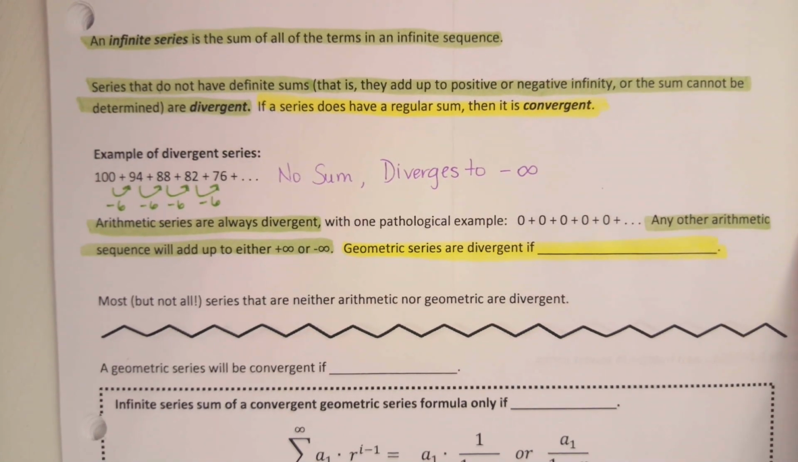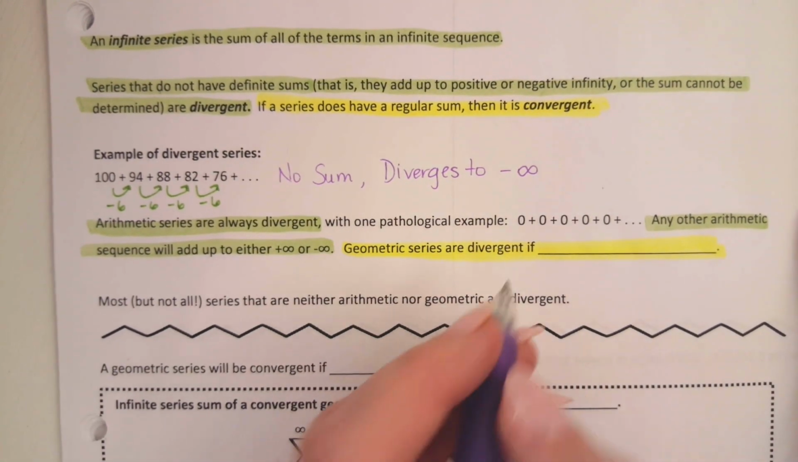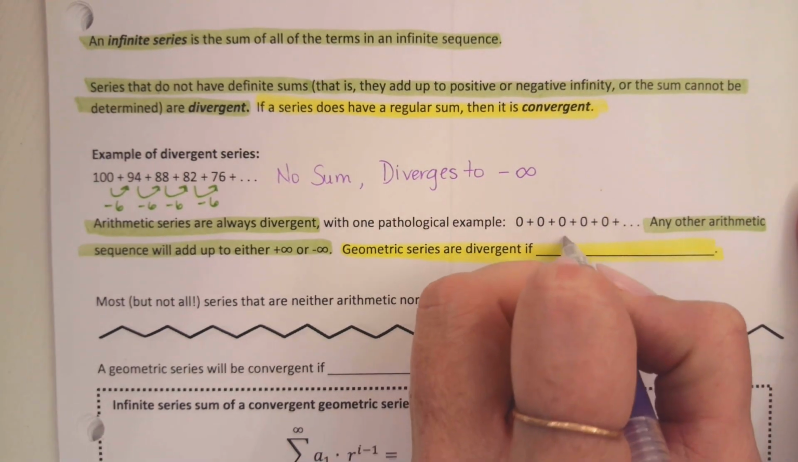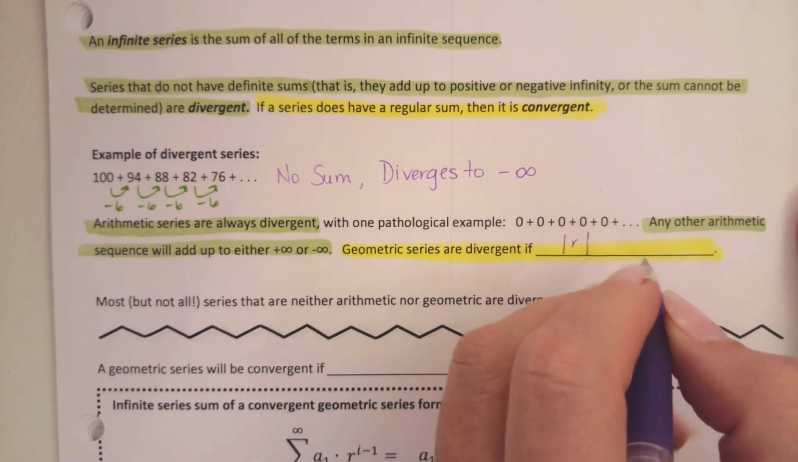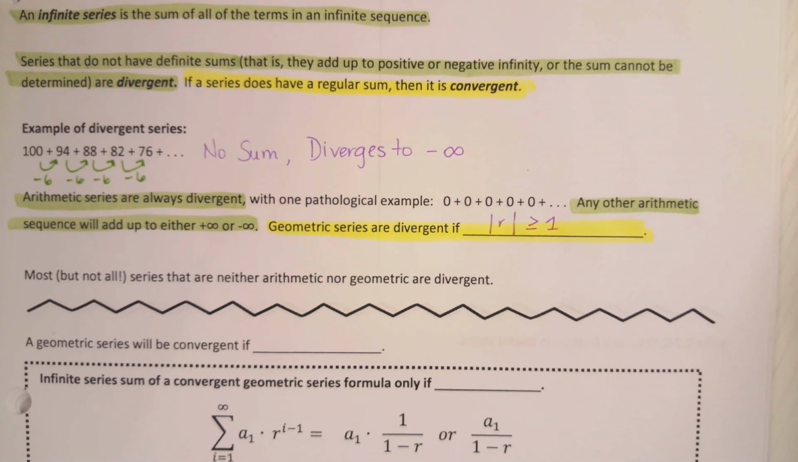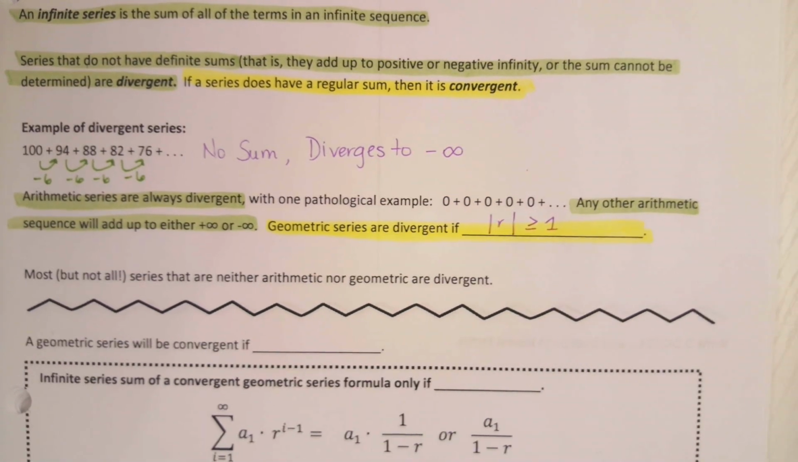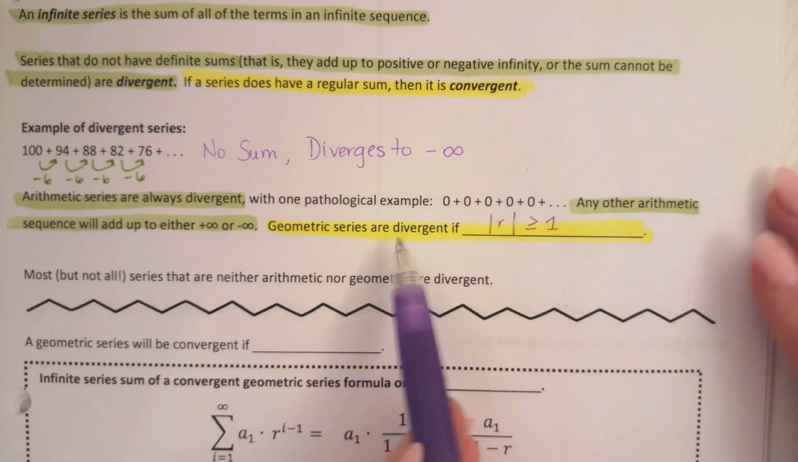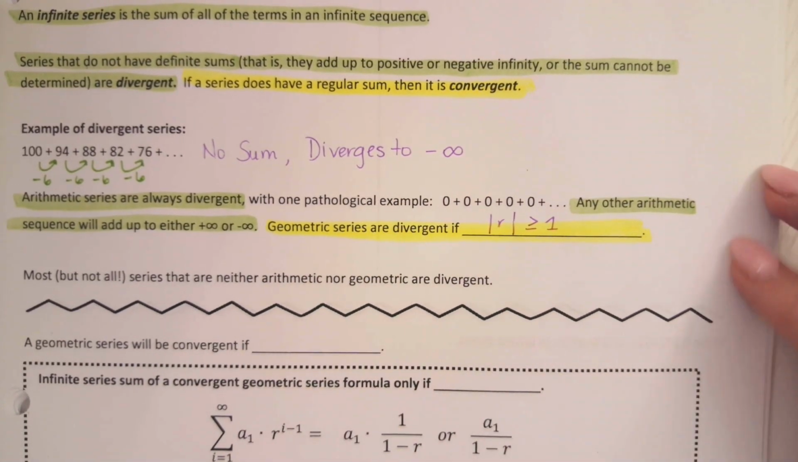Okay. A geometric series is divergent, meaning it goes to positive or negative infinity, if the absolute value of the common ratio is greater than or equal to 1. And if you think about why that is, think about if your common ratio is like 7. If you take a number and multiply by 7, and then by 7, and then by 7, you get these huge numbers. Which means when you try and add up those huge numbers, it's going to diverge to positive infinity.